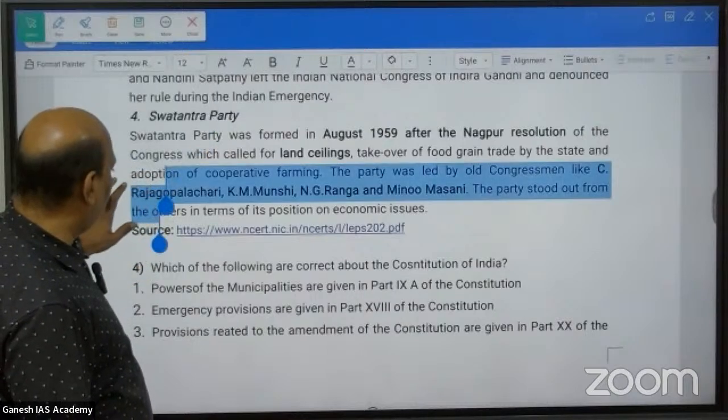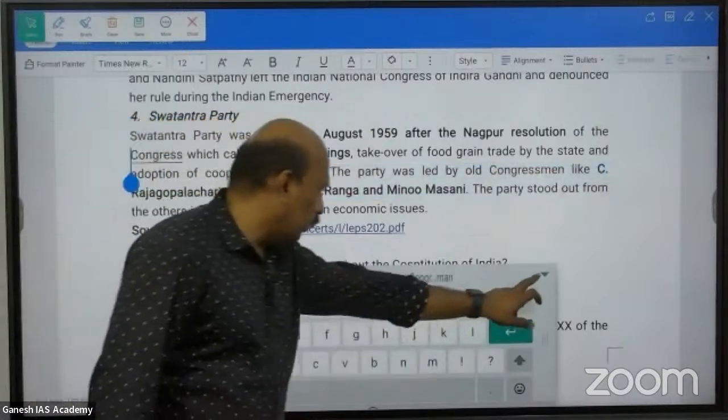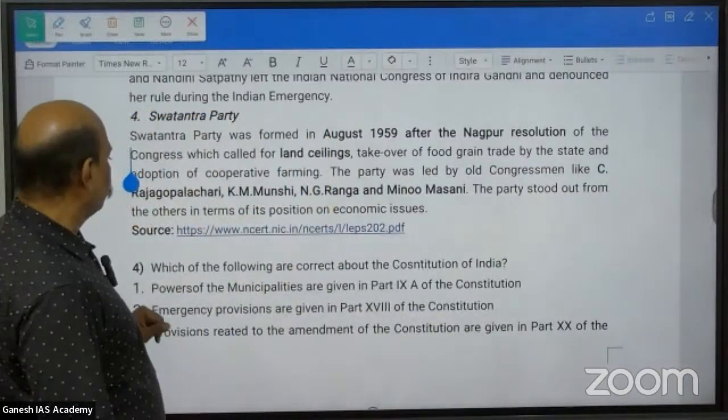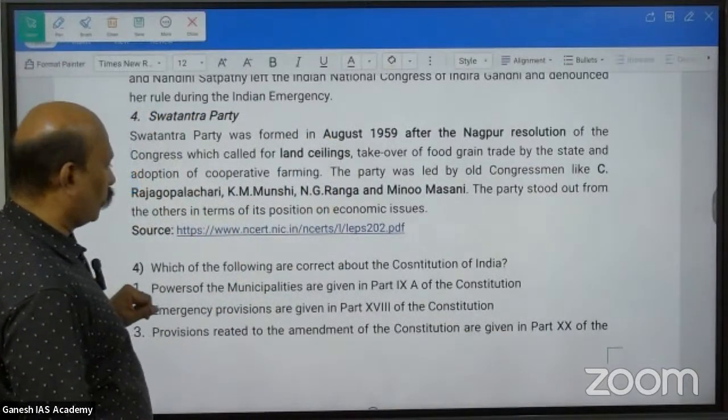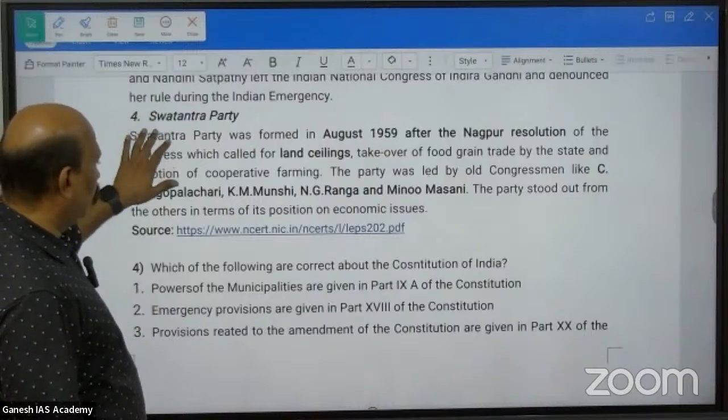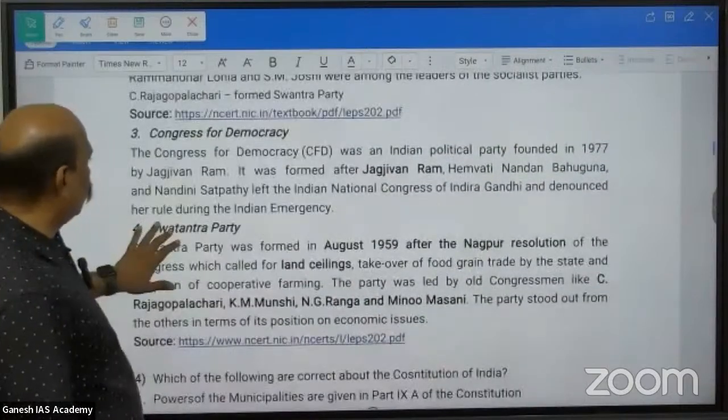Now, if you want, I'll wait for a few seconds so that you can copy the link. I shall display the link again. There are two links you can copy.